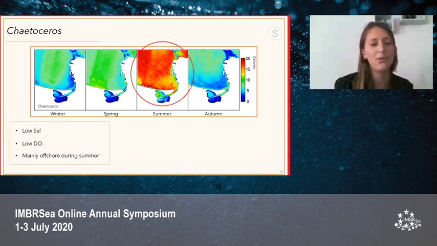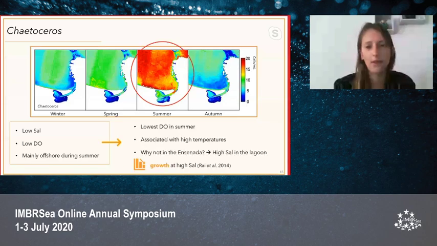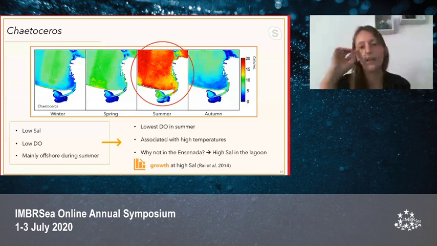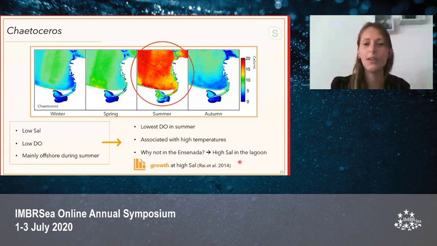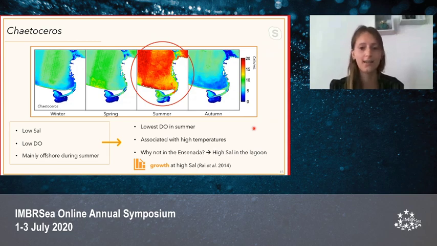Chaetoceros showed a preference for low salinity and low dissolved oxygen and was predicted to occur mainly in the offshore area during summer. In the summer, the dissolved oxygen is lower in our study area since oxygen dissolves less well in warmer temperatures. Also, this genus was associated with high temperatures in the literature, but this leads to the question, why doesn't it occur in the Ensenada where the temperatures are the highest?